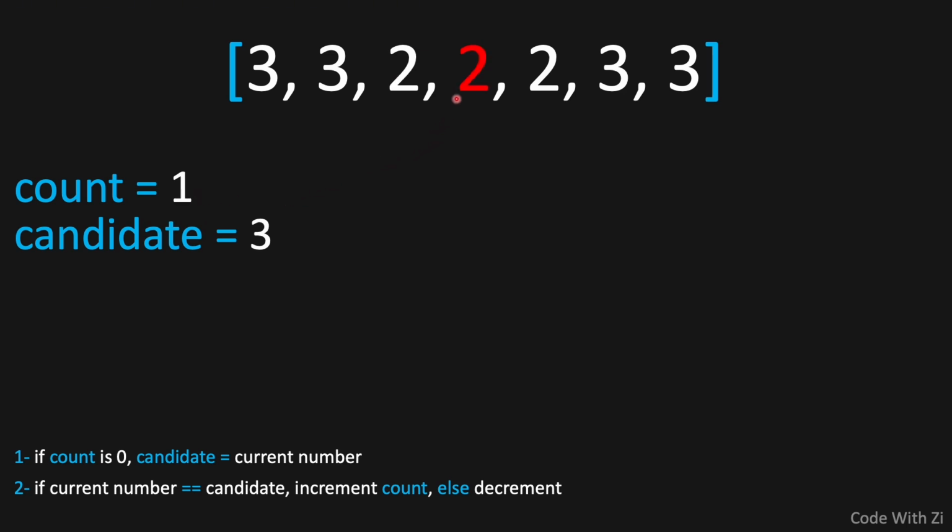Again, our current number is gonna be 2, and then we're gonna check if count is 0, it's not, so we're gonna ignore this. And then we're gonna come here and we're gonna check if current number, which is 2, is equal to candidate, which is 3. Well, they're not equal, so we're gonna decrement count, like so.